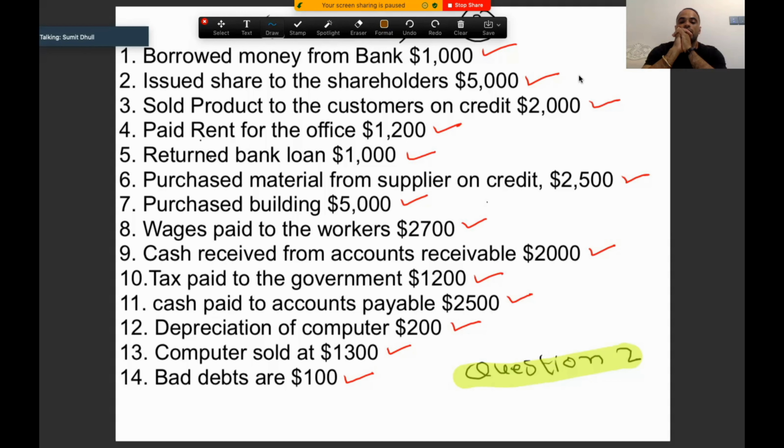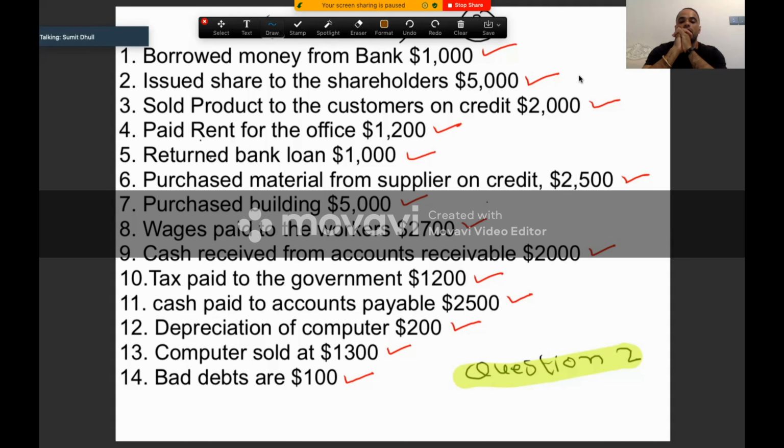Number 5, bank loan: debit cash, credit bank loan. Yes. Number 6, purchase material from supplier on credit. Material account is debit and account payable is credit.